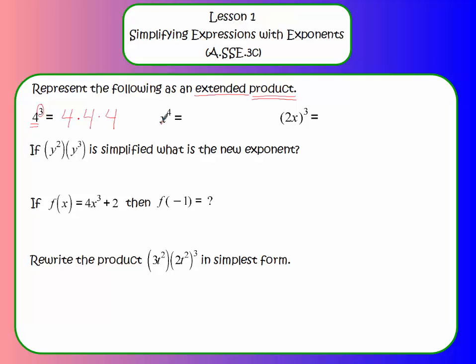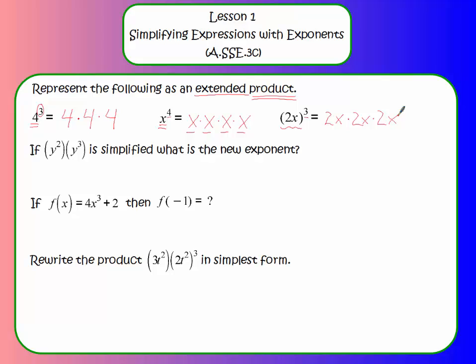Same thing here. If I have x, x is my base, and my exponent is 4. So that means I have the base, x, times itself exactly 4 times. X times x times x times x. Here, my base is this whole thing, 2x, and my exponent is the 3. So I have the base, again, 2x times 2x times 2x. I have that 3 times.